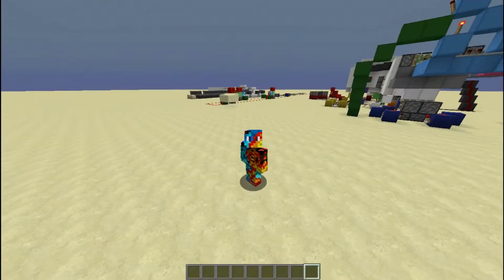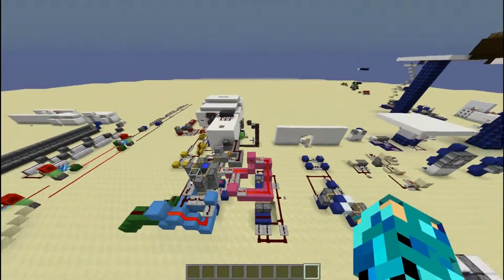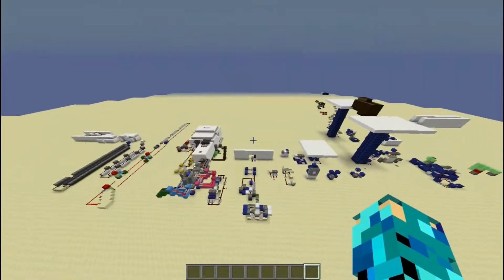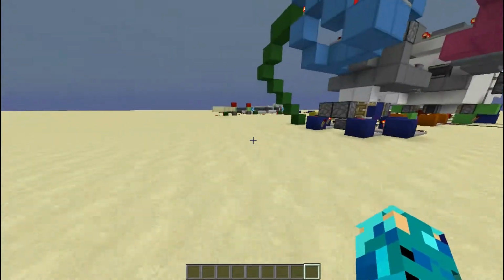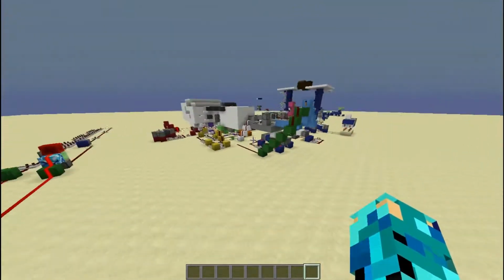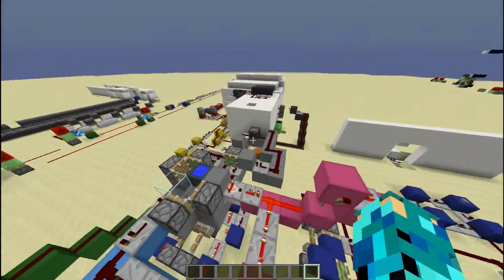Actually, this is my redstone testing world. I just started messing with this stuff a month or two ago, I believe, and I'm coming up with some good things. You might expect some really big stuff like this one, which we are going to be focusing on today.